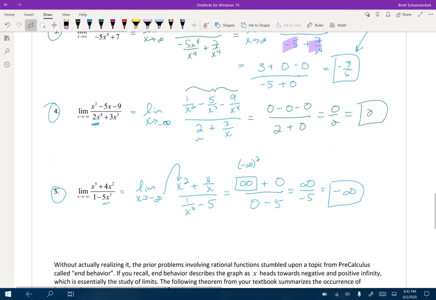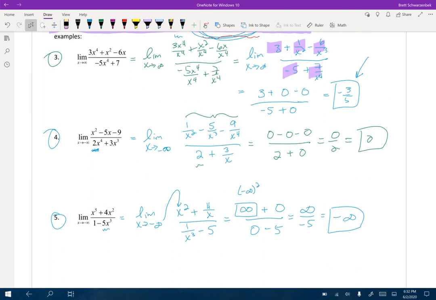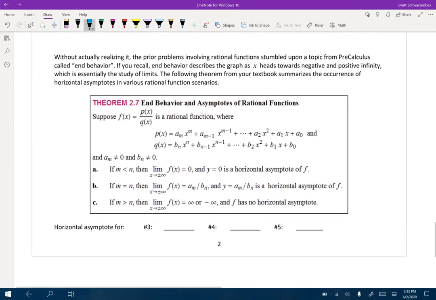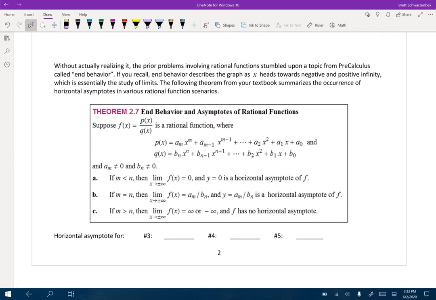So just note, we do have 3 very different answers. We have a number answer here, we have 0, and we have an infinite answer. These are the 3 scenarios that you could run into whenever you're dealing with rational functions and limits at infinity. Okay, so let's take a peek at how this results in end behavior and the asymptotes of rational functions.